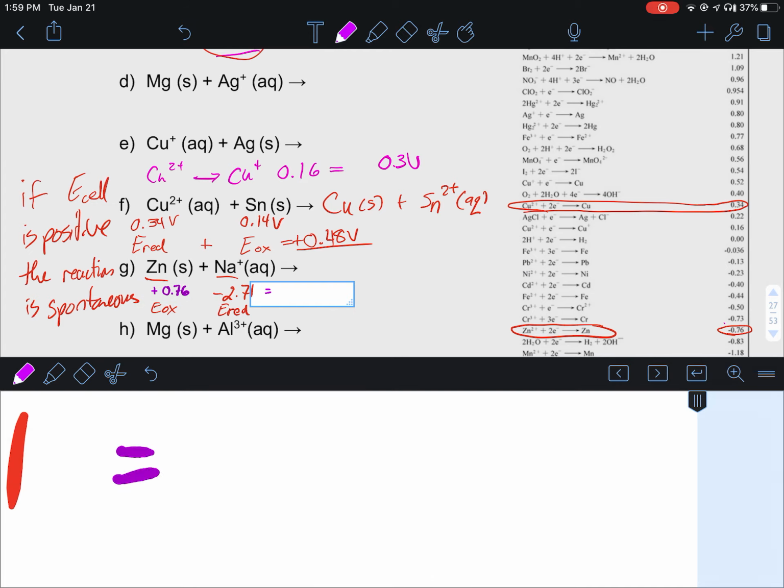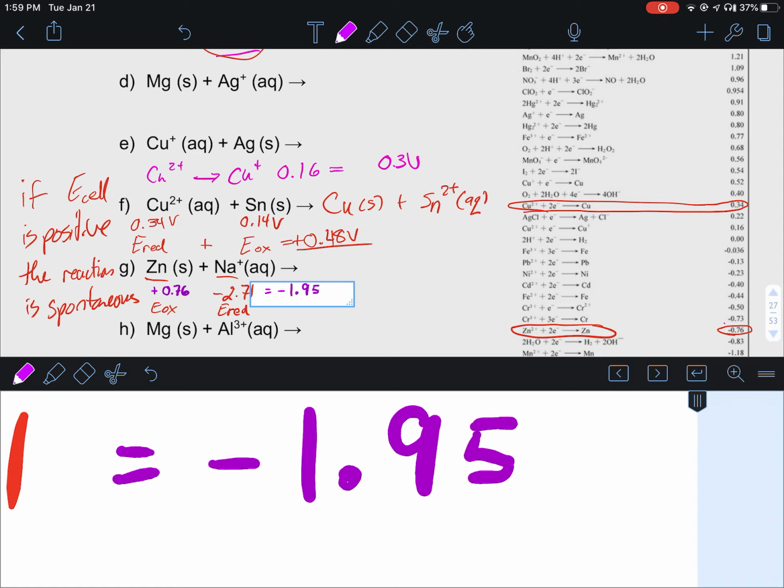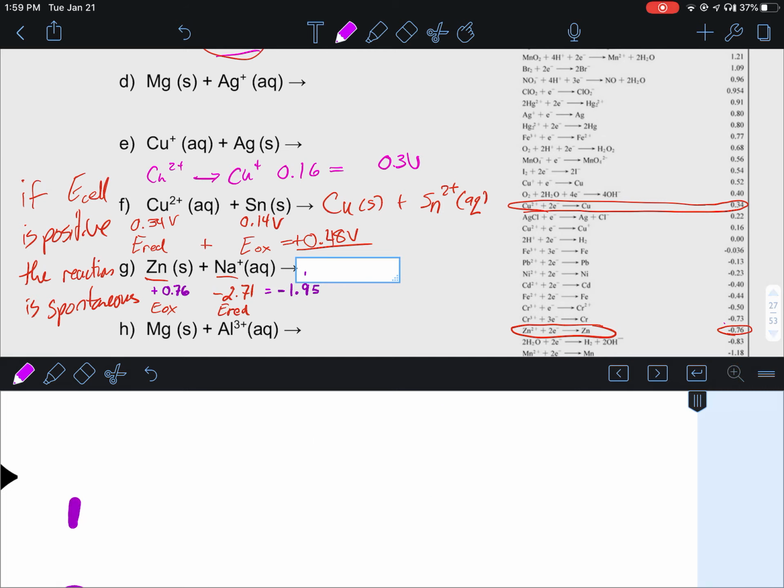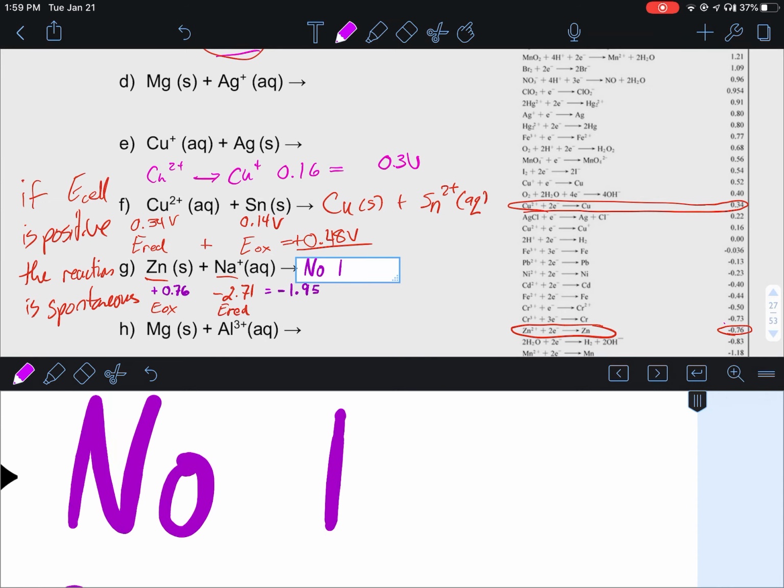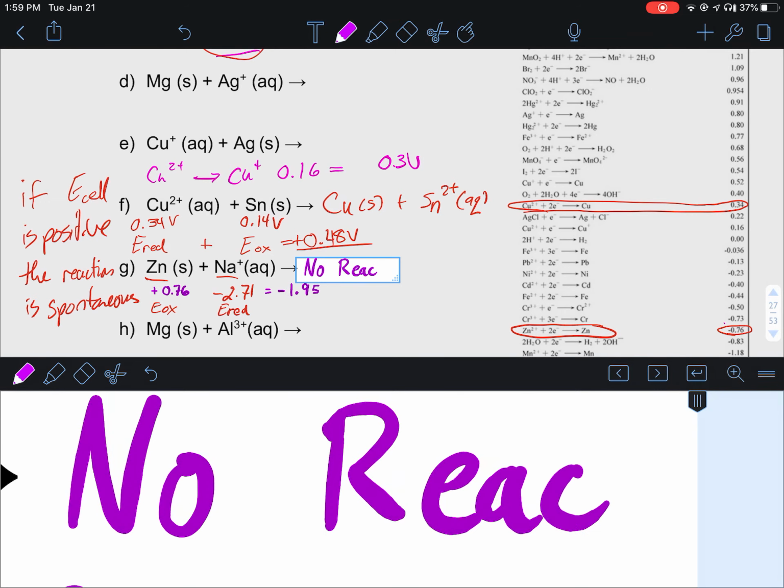Well, this gives us negative 1.95, I believe. Yes, 1.95. So that is a negative value. So that is not a spontaneous reaction. So we actually are not even going to complete this. We're going to write no reaction.